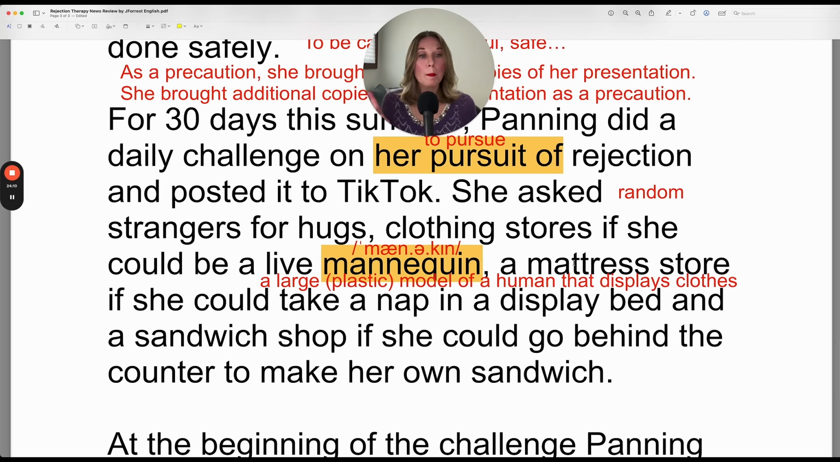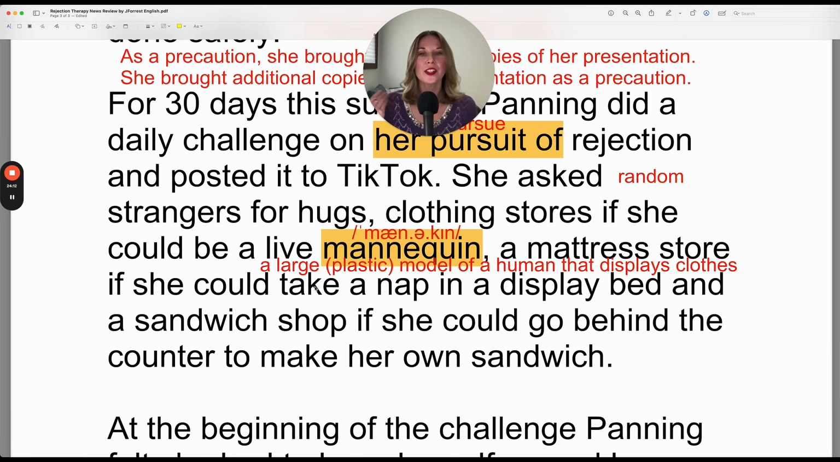She asked a mattress store if she could take a nap. So you can say take a nap, or what's the other verb you can use? Have. You can use take or have. There's no difference. I took a nap this afternoon. I had a nap this afternoon. It's a very short sleep, 20 minutes, 30 minutes perhaps. But remember, nap is a noun, so the article is required.